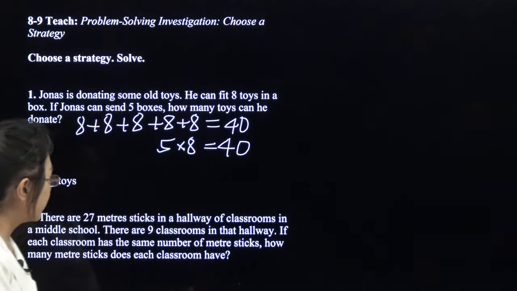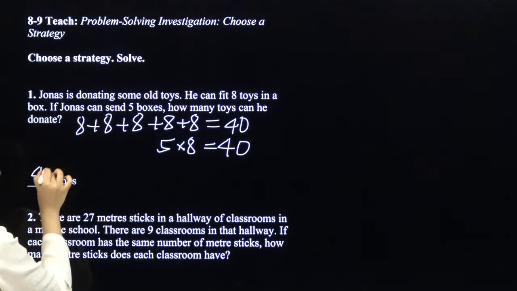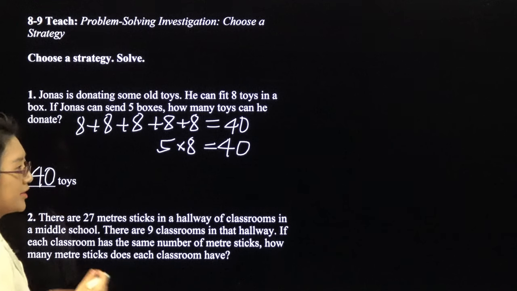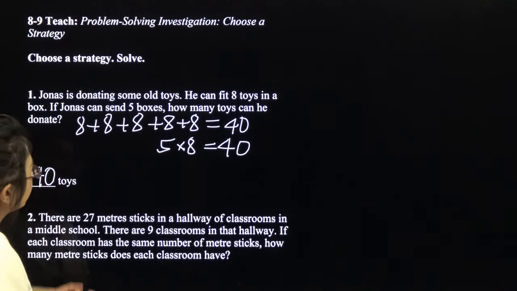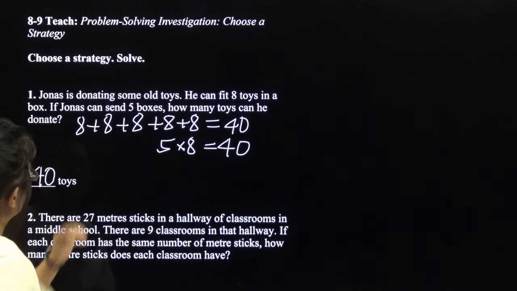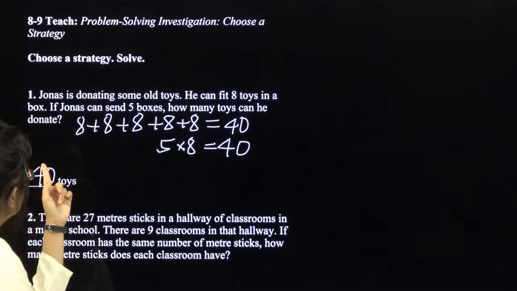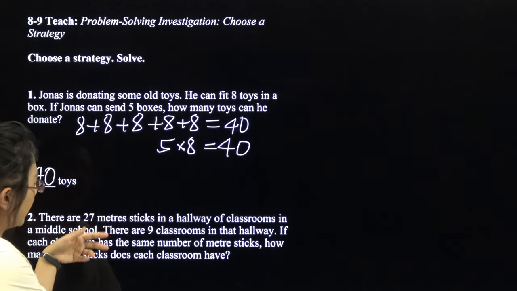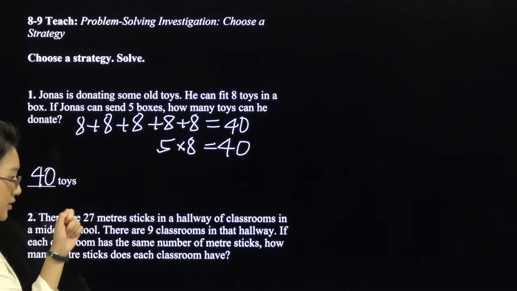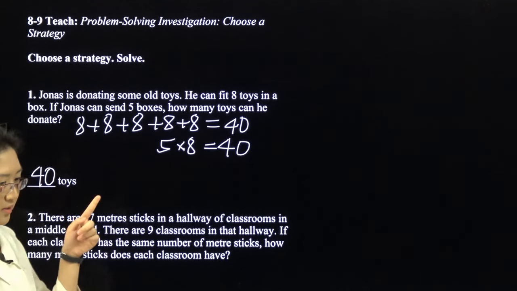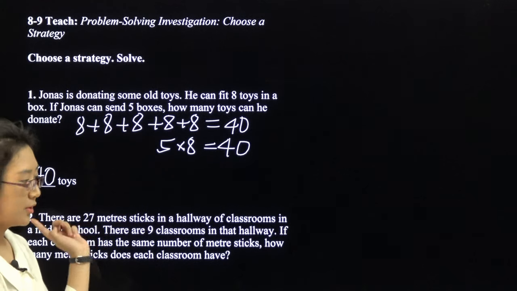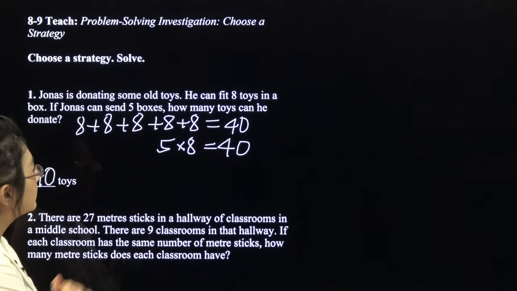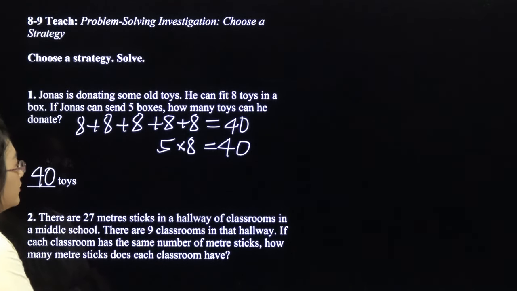Jonah can donate 40 toys. Now let's check our answer. We can do it a different way. For our calculations, we have 8 plus 8, 16, 8 plus 8, 16 again, and that's 16 plus 16 plus 8. 16 plus 16 is 32. 32 plus 8 is 40. Okay, so our calculations are good.